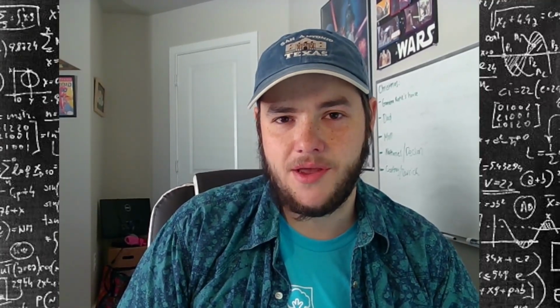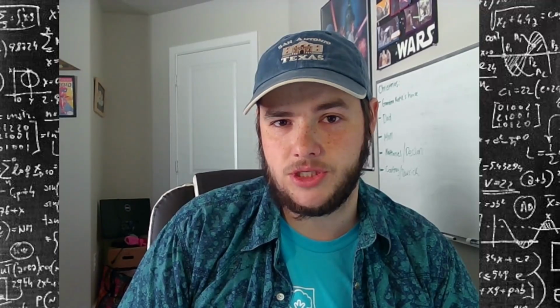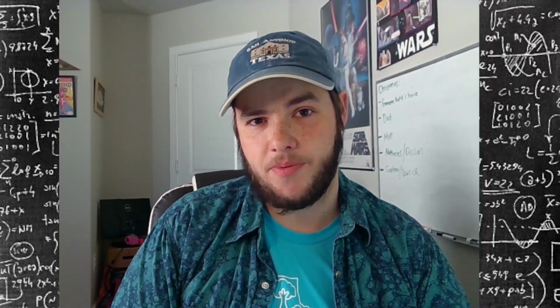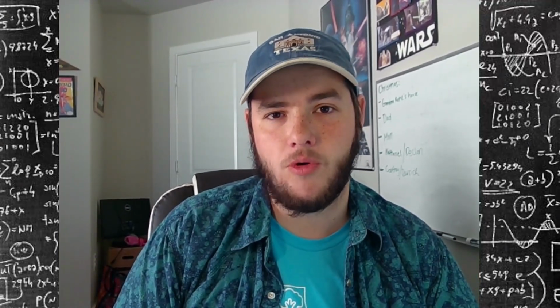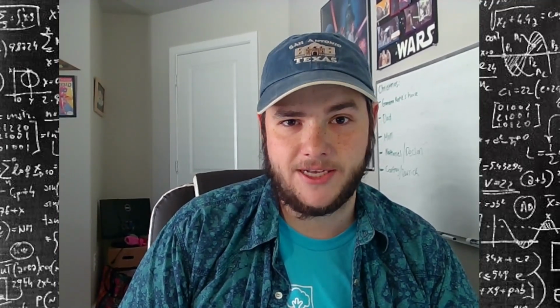Welcome back, everybody. This is going to be part 2 of 4 in my lecture series on graphing rational functions. If you haven't seen the first part, please go and watch it now before watching this one, because in this video, we're going to talk about horizontal asymptotes. Let's get started.